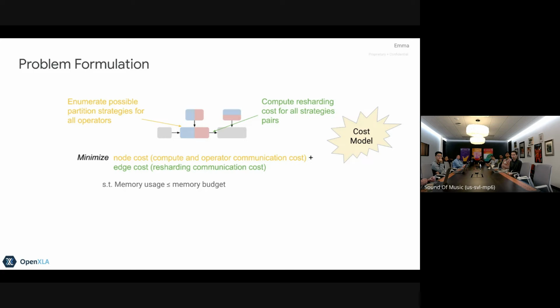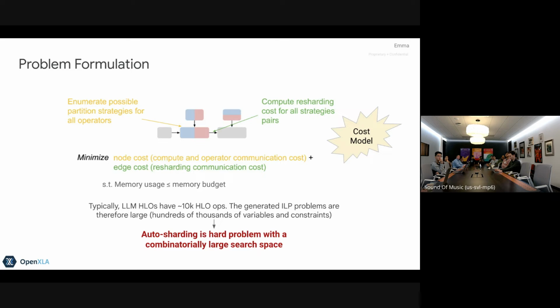And once we have this problem formulated, we just feed it into an ILP solver and ask it to minimize this cost, the cost of compute as well as the cost of communication, subject to the memory constraint that the peak memory of the program never goes beyond a certain memory budget. We want to make sure that our programs don't go out of memory downstream in the compiler.